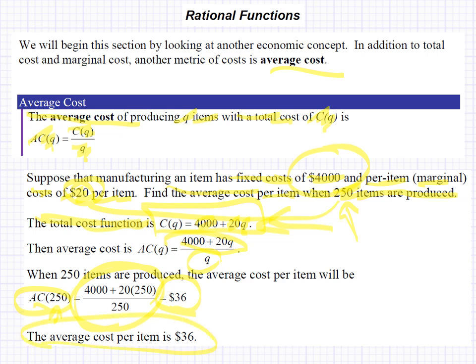But this average cost function is what we're going to call a rational function. And what really defines a rational function is that it's a fraction, with our variables in the numerator or the denominator. Looking at this, we could graph this function and talk about the behavior of this function, and that's largely what we're going to study in this section.